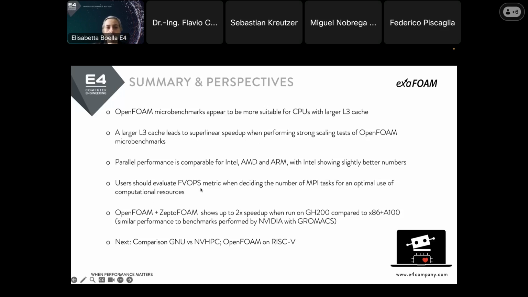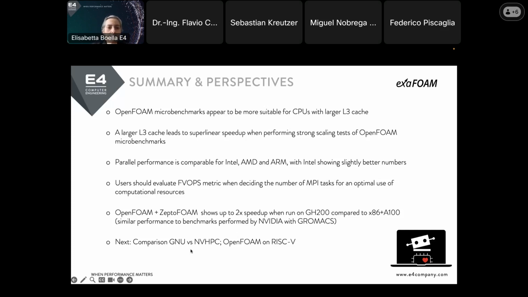We suggest users evaluate the FOPS metric when deciding the number of MPI tasks for an optimal use of computational resources. And finally, we observed that OpenFOAM coupled with exaFOAM showed up to 2x speed up when run on Grace Hopper 200 compared to x86 plus Ampere 100. These results are similar to what NVIDIA obtained on a similar architecture with GROMACS.